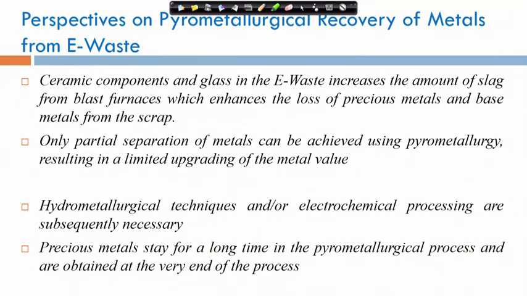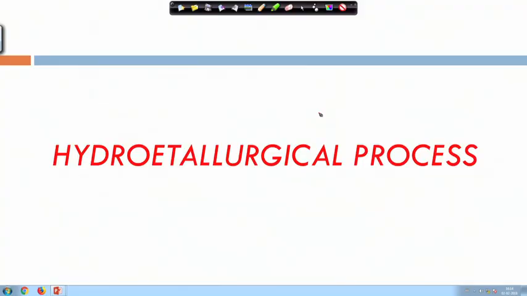And the precious metals stay for a long time in the pyrometallurgical process and are obtained at the very end of the process. So recovery does happen, but it happens towards the end of the process. That's also a concern. So with that, we had a quick overview of the pyrometallurgical process. Now we'll look at the hydrometallurgical process, and we'll start this. Let's see how long we can make progress in this particular video, and then we'll continue in our next video.